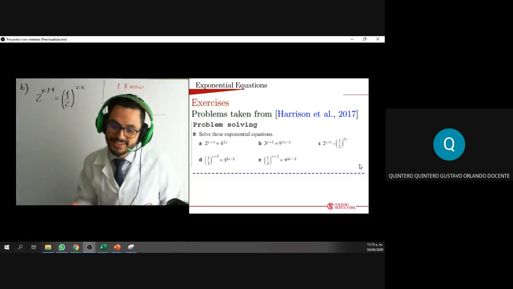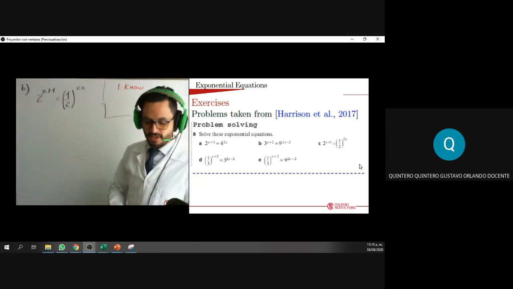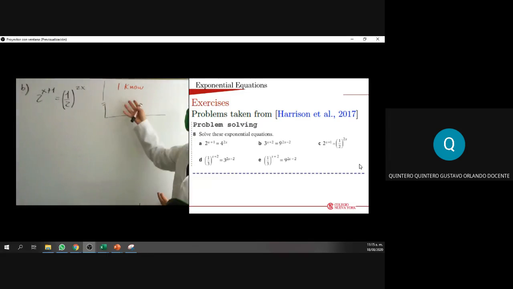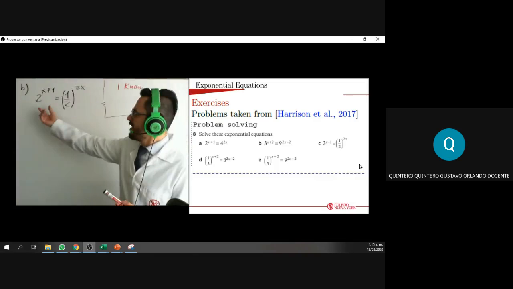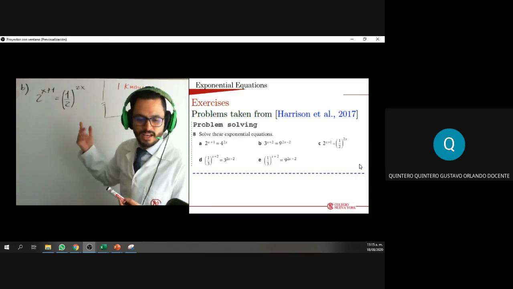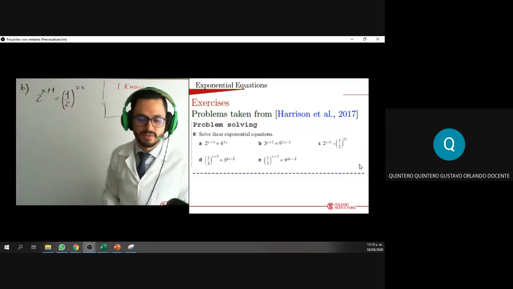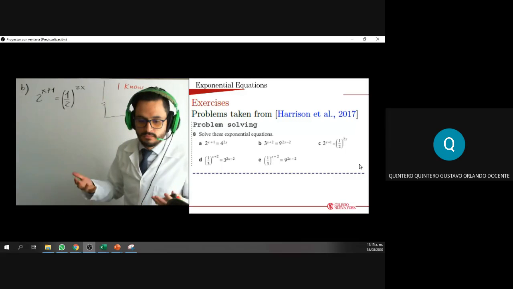This doesn't look that easy, right? Because in the what I know part, I don't really know what to do here. How am I going to change the 2 into something else? Or how am I going to change the 1/2 into something else? I don't know.